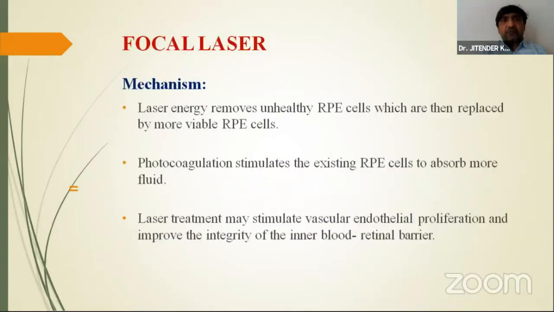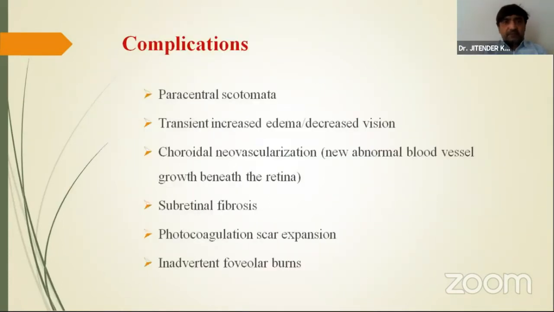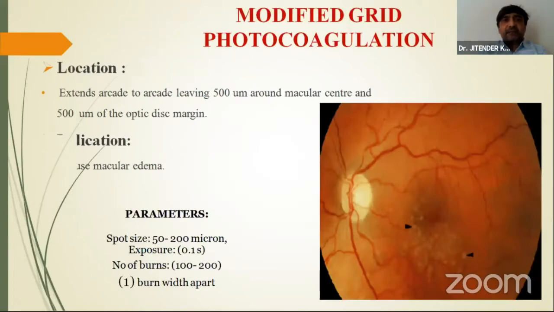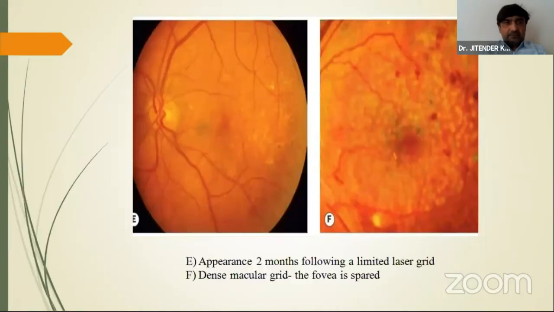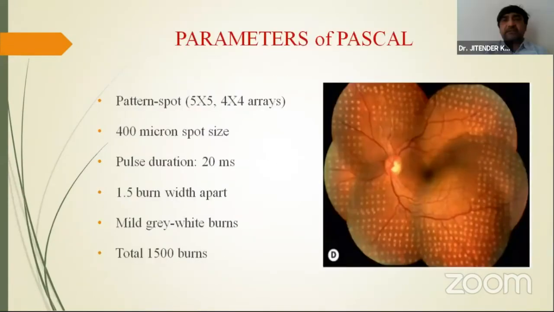And then for the CME, we use the focal laser, which removes the unhealthy RPE cells and replaces them with more RPE cells, which absorb more fluid from the macular edema. This is the mechanism, parameters, and lens used. Complications of the focal laser are paracentral scotoma, and CNVM is a rare complication. Then the modified grid also. And the last is the Pascal. These are the Pascal pictures.